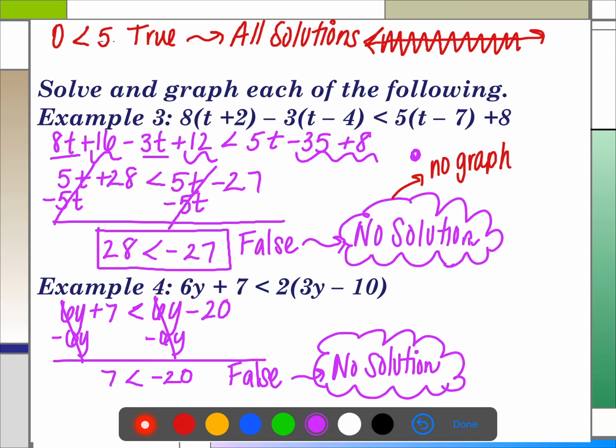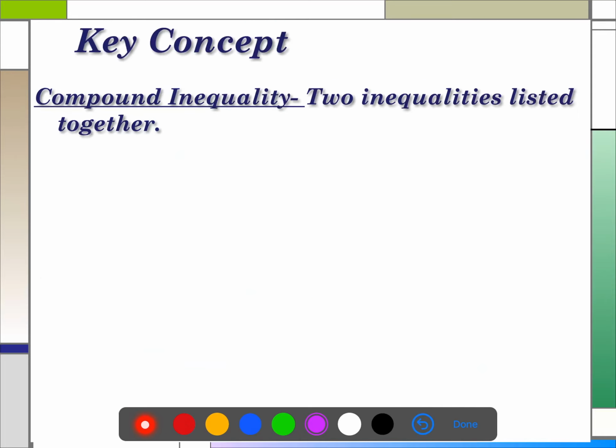So take a second, hit pause, take a deep breath. This was part 1 of today's lesson. These were the regular inequalities. And now we're going to move into compound.